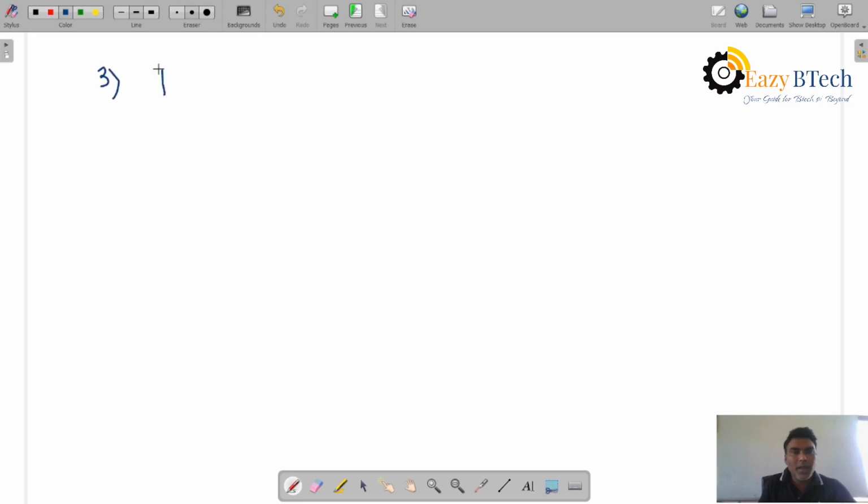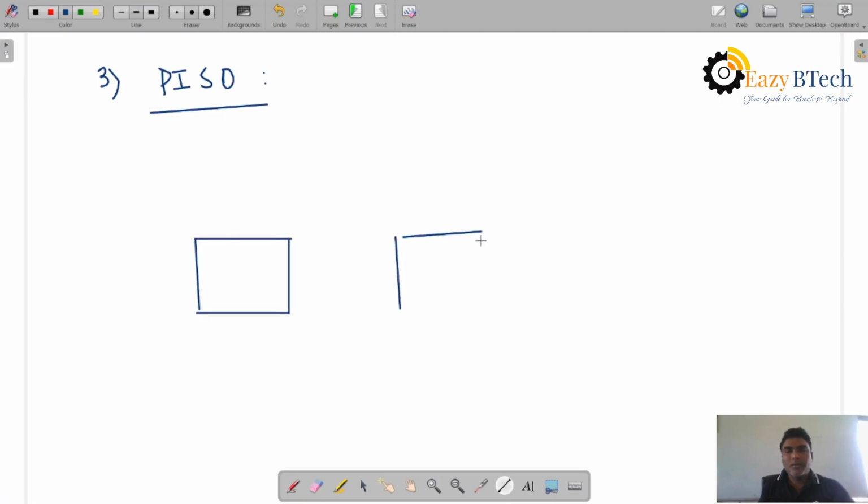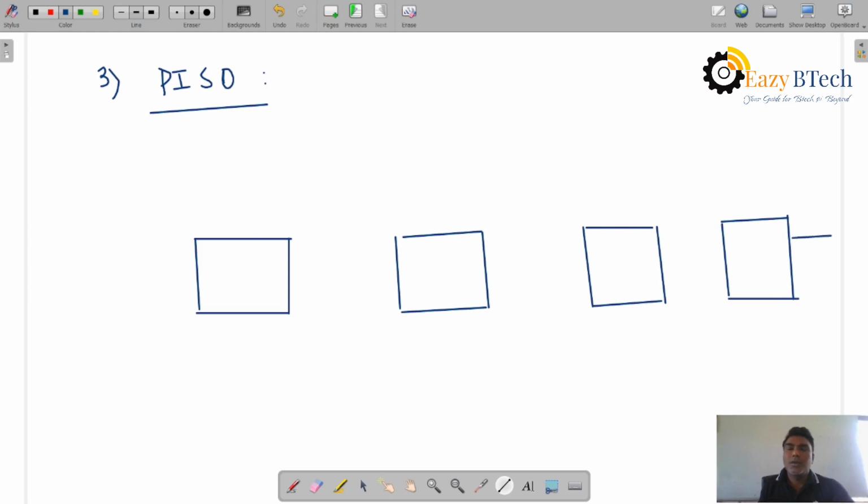Third one is parallel in, serial out. Let us say this one, parallel in, serial out. You can take the connections over here. See carefully. Parallel in, serial out and parallel in, parallel out, the circuit diagram is somewhat difficult. So you just practice, then it will be easy for you. One or two times you can practice, it will be easy.